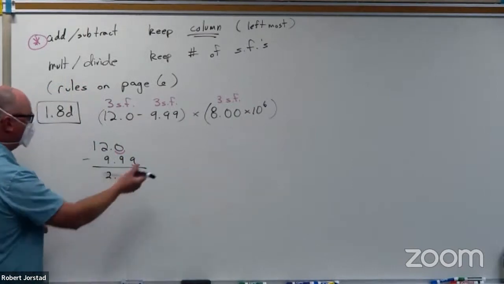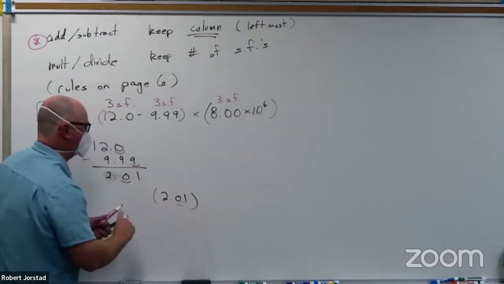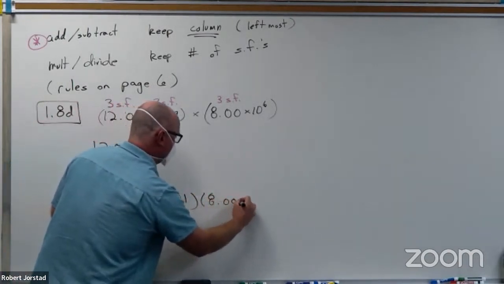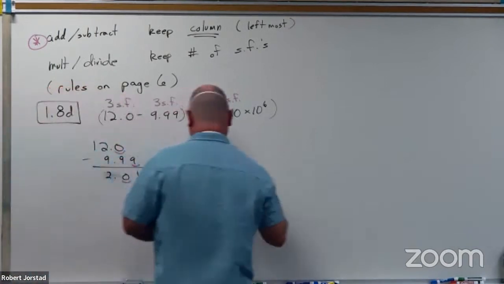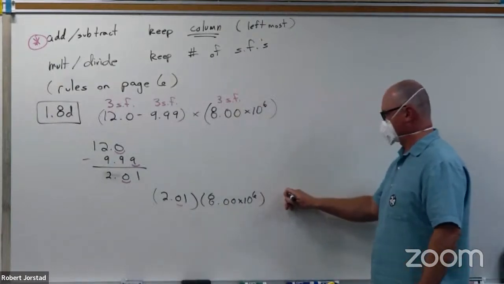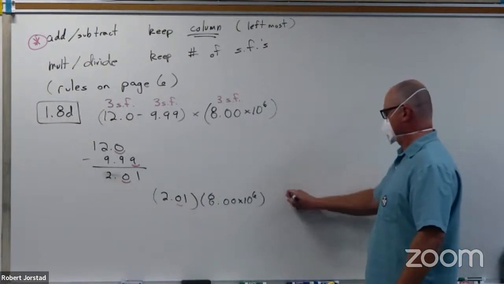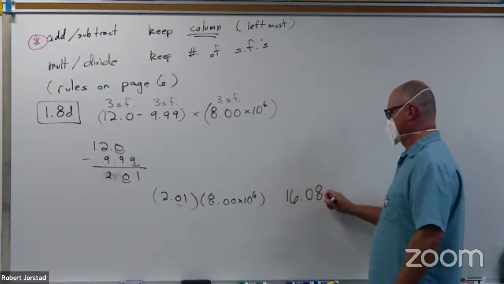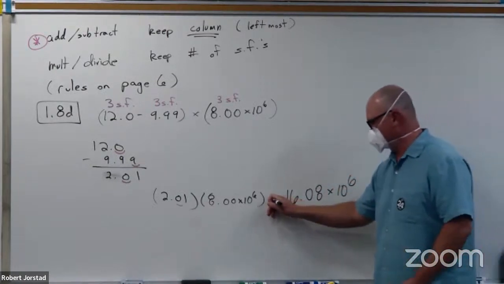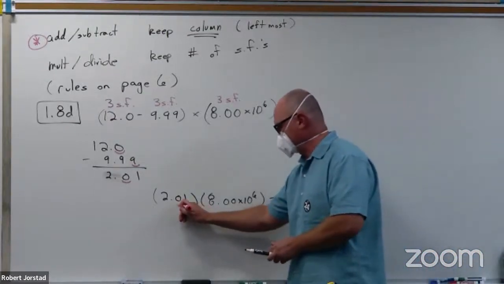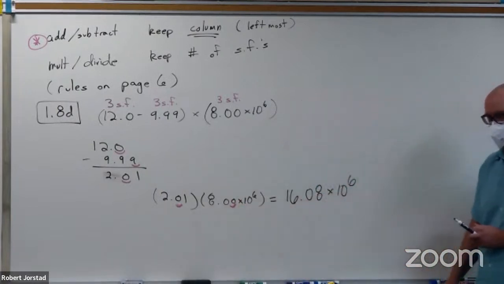So what do we get? I'm going to say this is 2.01 times 8.00 times 10 to the 6th. Well, isn't it? I guess that's just going to be what? I'll get a, what, 2.16, wait, 16.08 times 10 to the 6th. Is that right? Hope I didn't screw that up. This one has 2 sig figs. This one has 3. How many sig figs should I have in the final output?